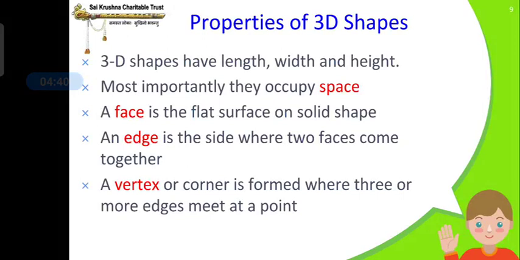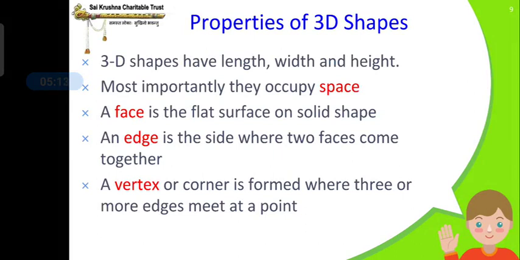Next, let's talk about the properties of 3D shapes. Okay, so 3D shapes have length, width and height. So most importantly, they occupy space. Even 2D shapes were occupying space. Now 3D shapes are also occupying space. You have something called a face. So a face is the flat surface on a solid shape. So whenever you have any solid shape, 3D shape, the flat surface is called a face.